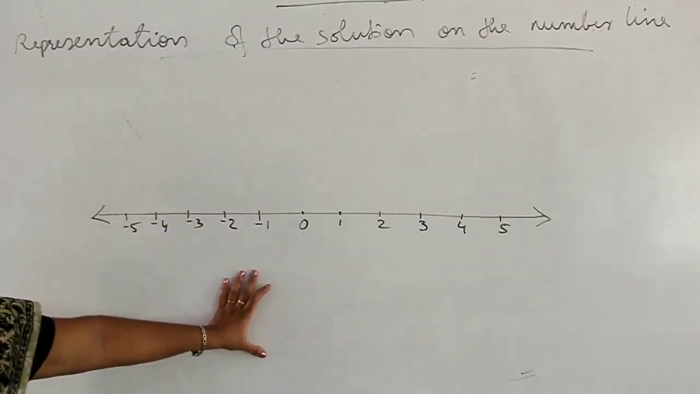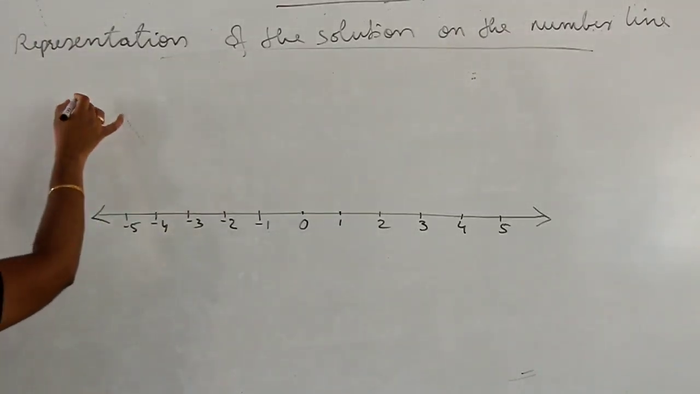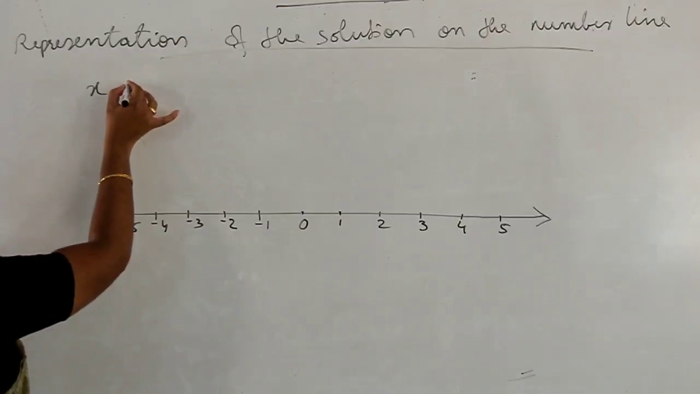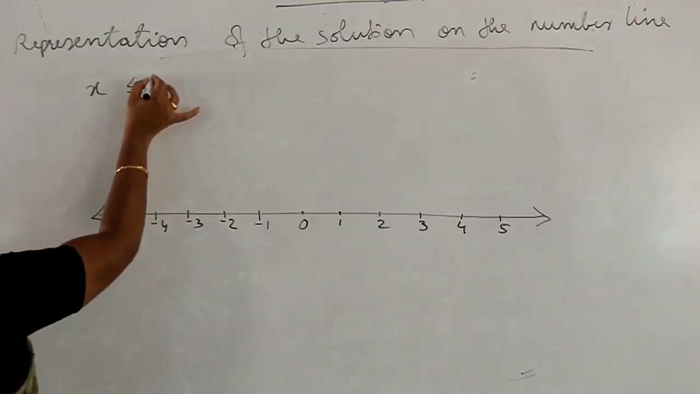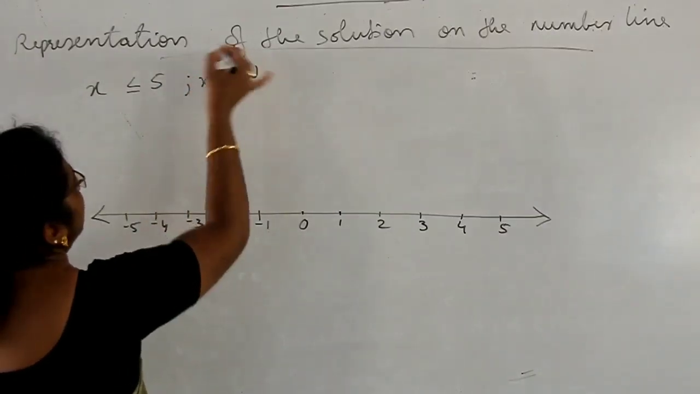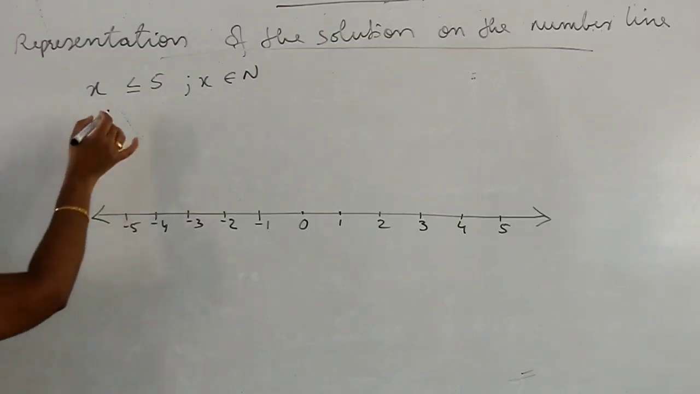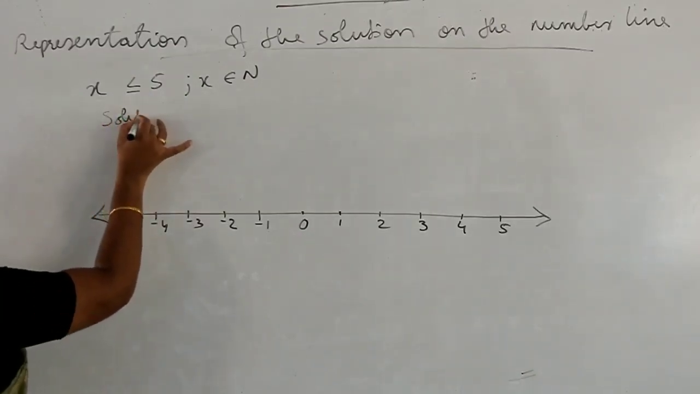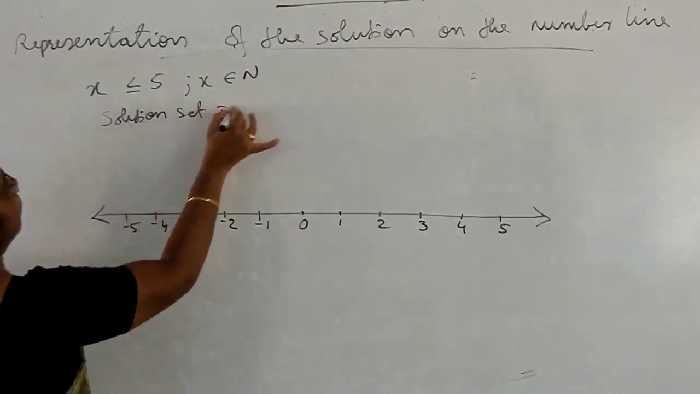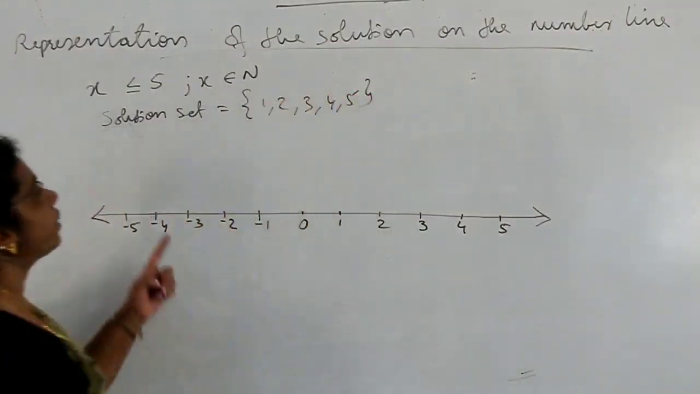This one is the real number line. Next, in case of the inequation, let the inequation be x less than or equal to 5, x belongs to natural number. You know that the solution set is equal to {1, 2, 3, 4, 5}.